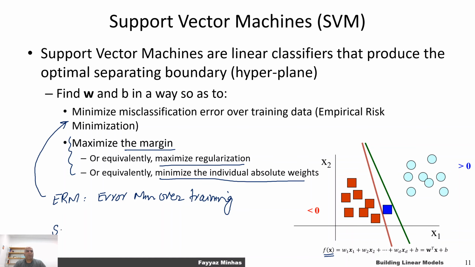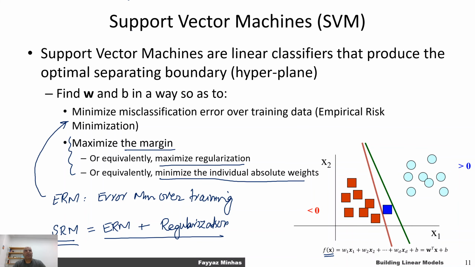This concept, proposed by Vladimir Vapnik, is called structural risk minimization. You can think of structural risk minimization as equal to empirical risk minimization plus regularization. Theoretically speaking, empirical risk minimization plus regularization is called structural risk minimization, and this forms the basis of support vector machines.